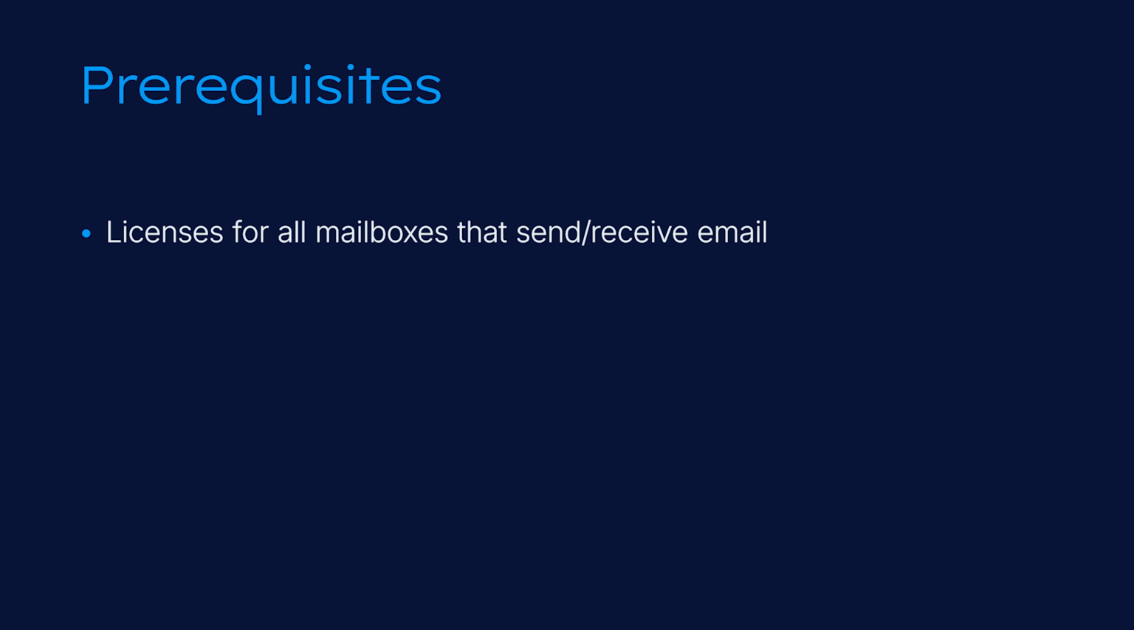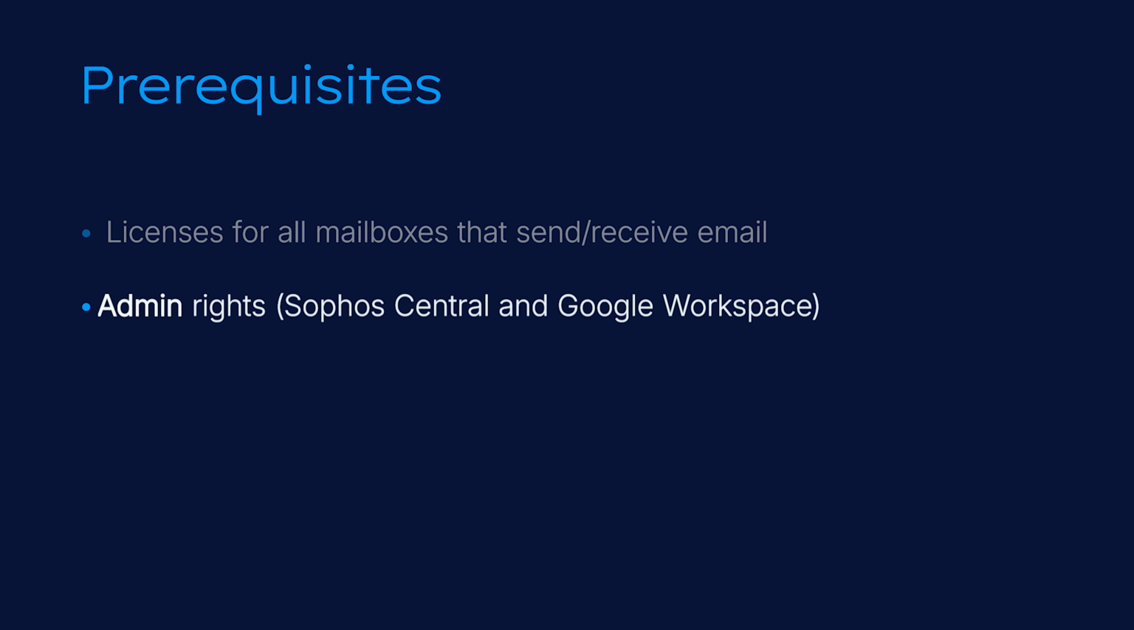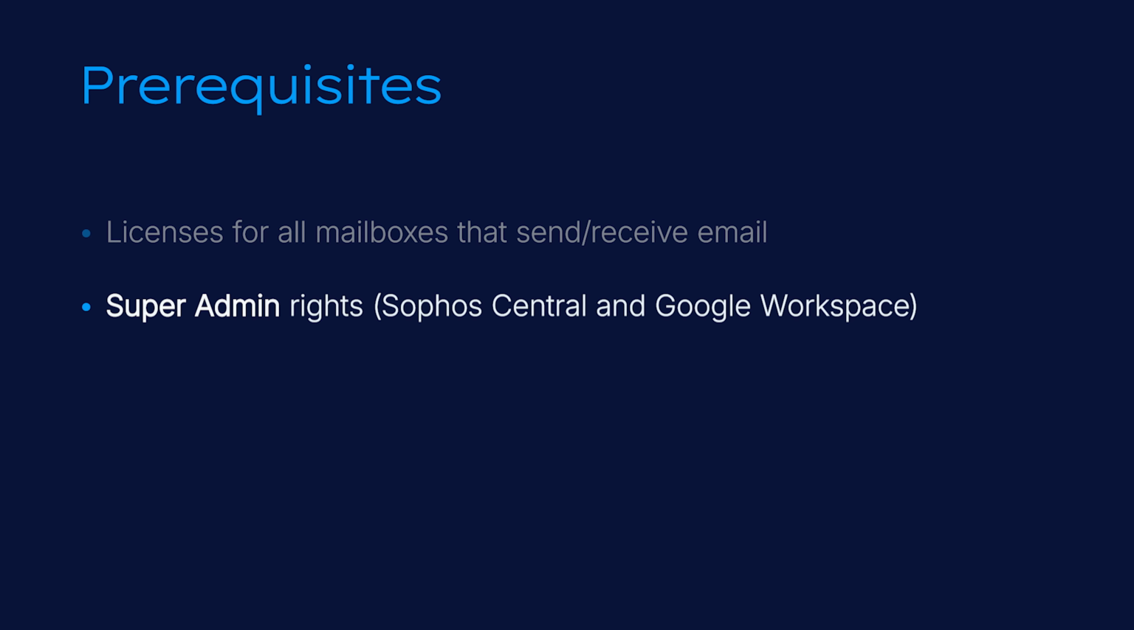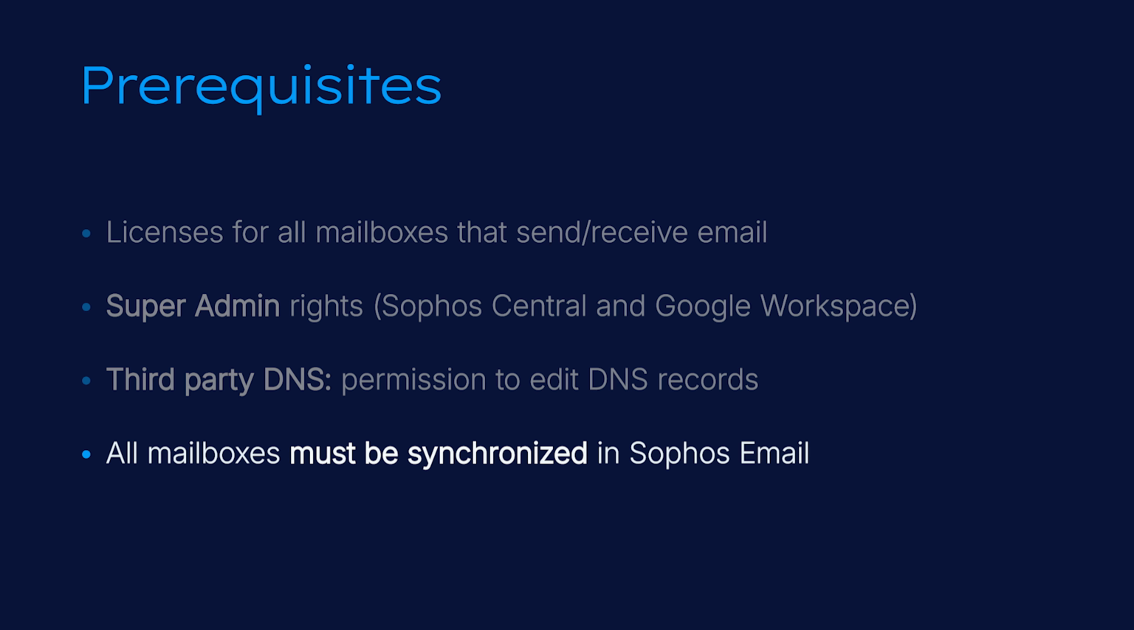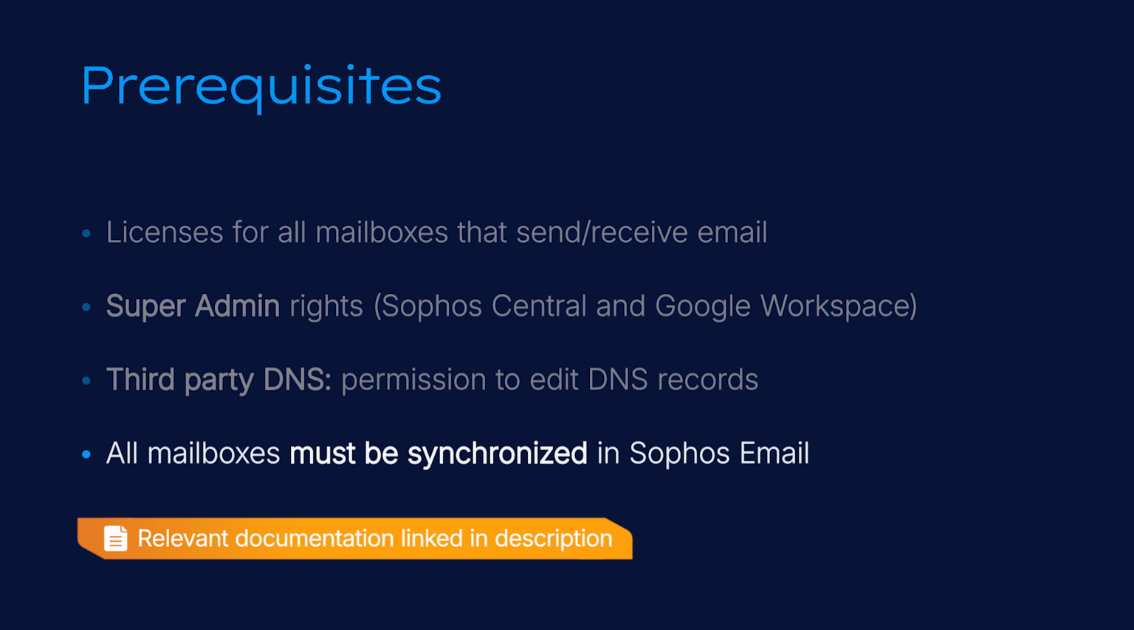Before you begin, you need licenses for each mailbox that will send and receive email. You also need super admin rights in both Sophos Central and Google Workspace. And if you manage your DNS records from a third party other than Google, you'll need the necessary permissions to edit DNS records. Lastly, it's critical that all mailboxes are synchronized in Sophos Email before configuring the outbound gateway relay. To facilitate the synchronization from Google Workspace, refer to our Google Directory Sync resource linked in the description. Let's get started.